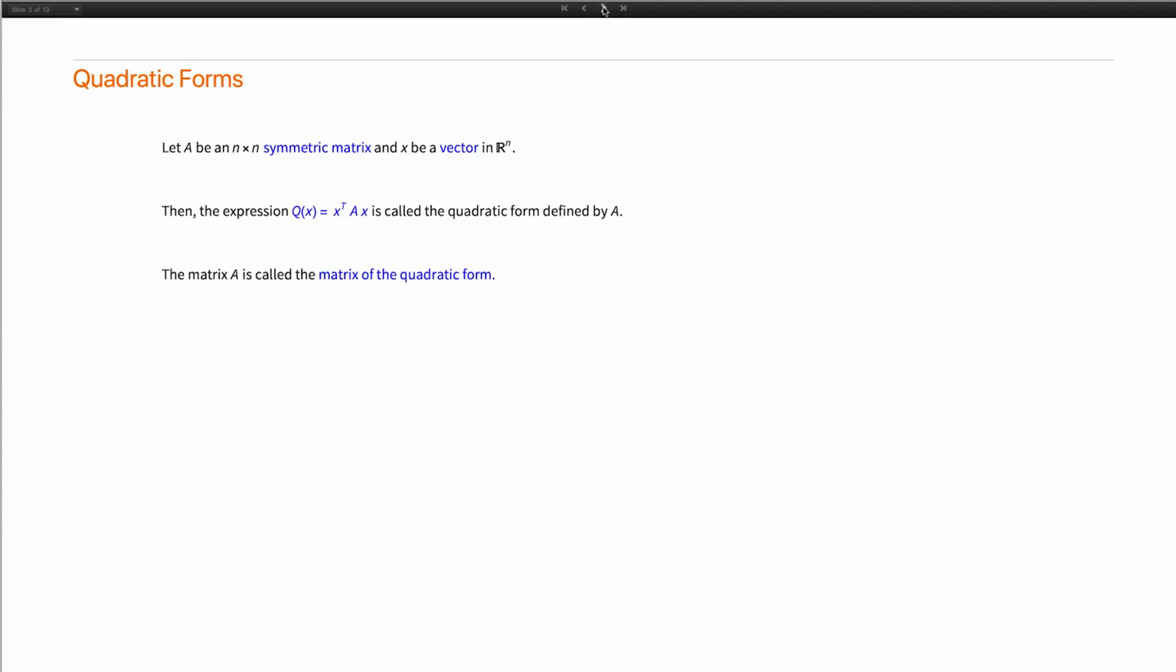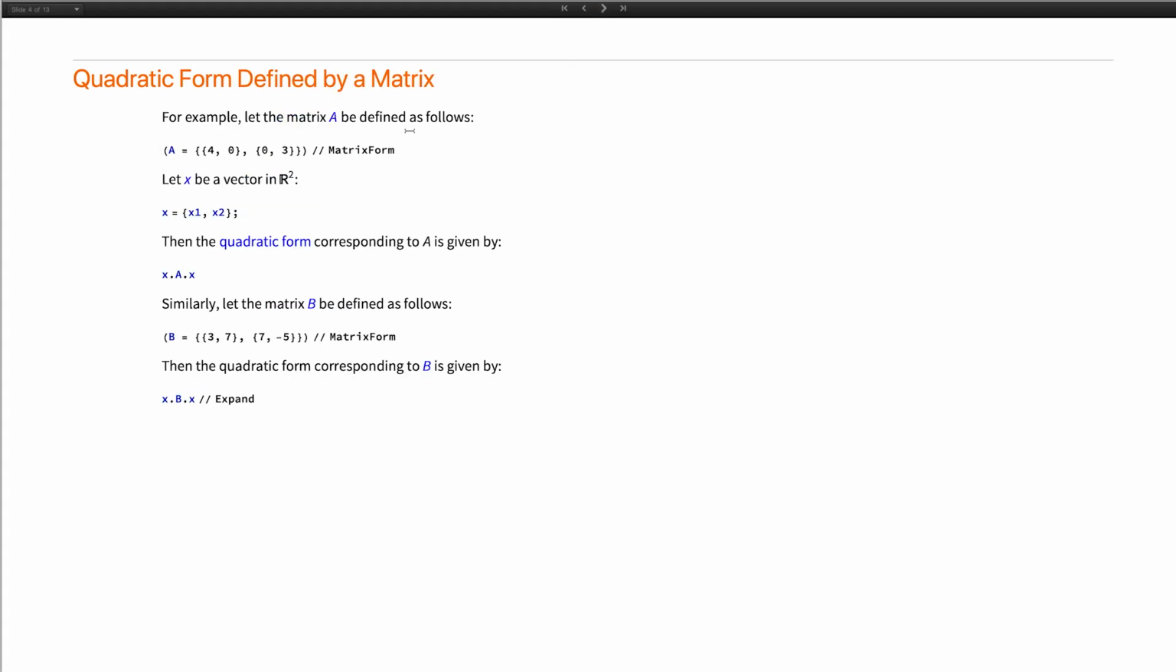Okay, so let's begin with a formal definition. Let's say you have capital A, which is an n by n symmetric matrix, and your vector x in Rn. Then if you form this expression over here, what you get is a quadratic form defined by A. And of course, the matrix A is then called the matrix of the quadratic form. So every time you have a symmetric matrix, you can build the corresponding quadratic form.